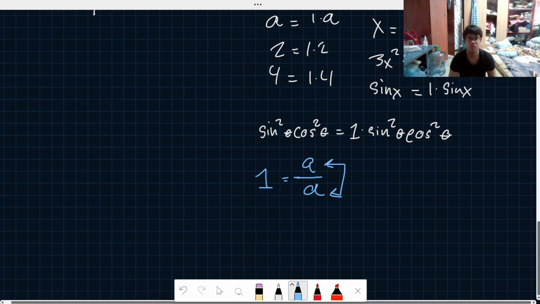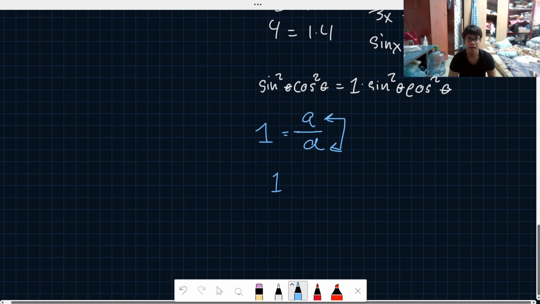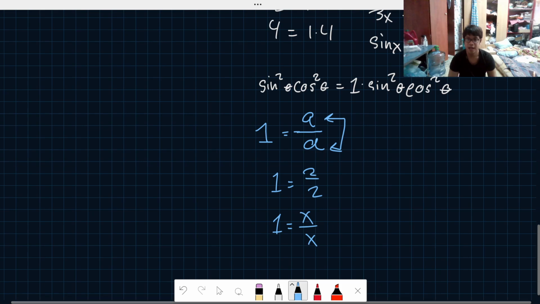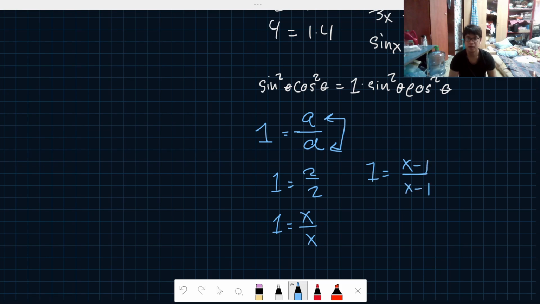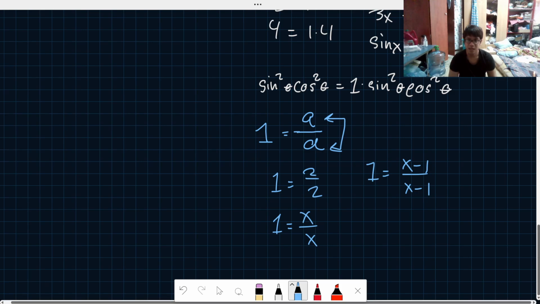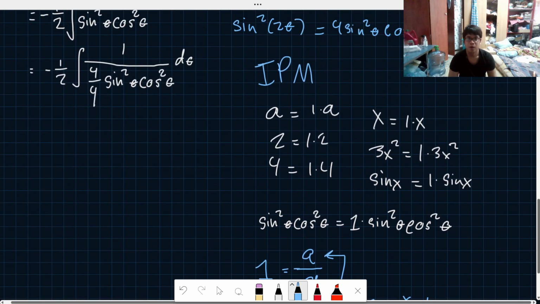Numerator and denominator is the same. So for example, I can have 1 as 2 all over 2. I can have 1 as x all over x. I can have 1 as, let's just say, x minus 1 all over x minus 1. Okay, so let's go back.